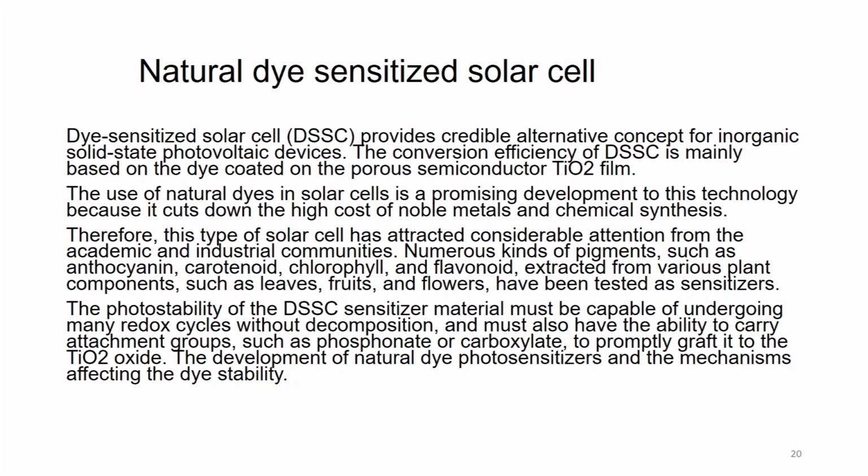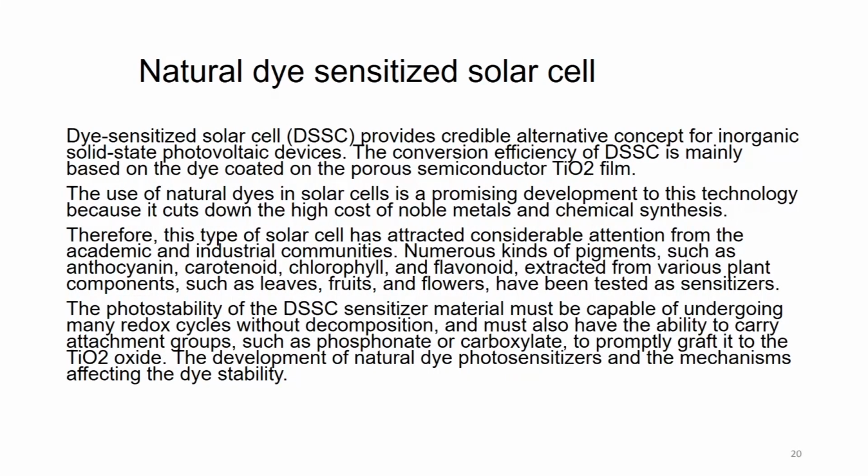Numerous kinds of pigments such as anthocyanin, carotenoids, chlorophyll, and flavonoids, extracted from various plant components such as leaves, fruits and flowers, have been tested as sensitizers. The photostability of the dye sensitized solar cell sensitizer material must be capable of undergoing many redox cycles without decomposition. That is a mandatory fact.